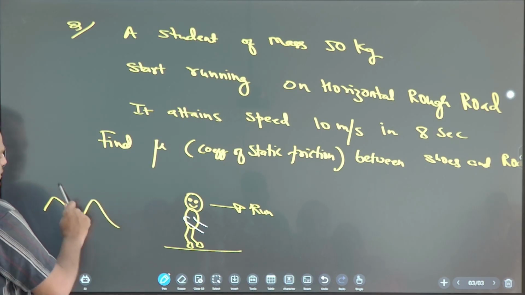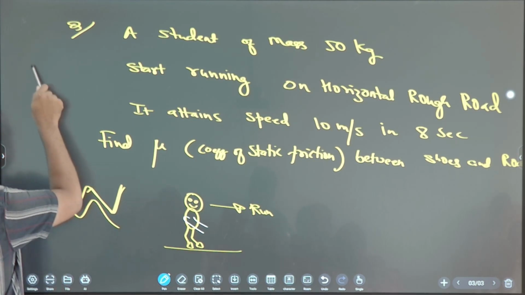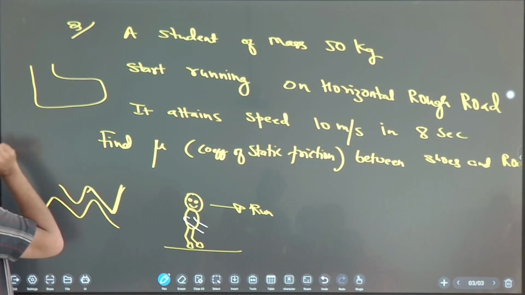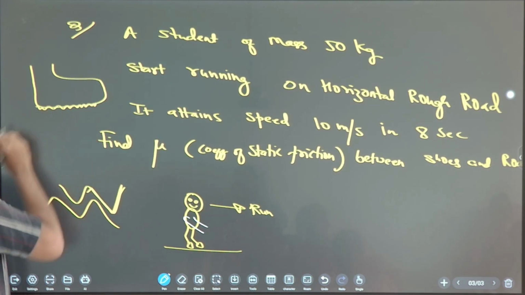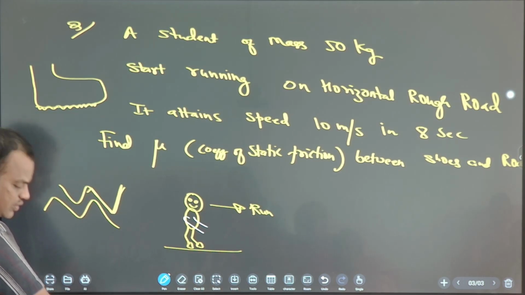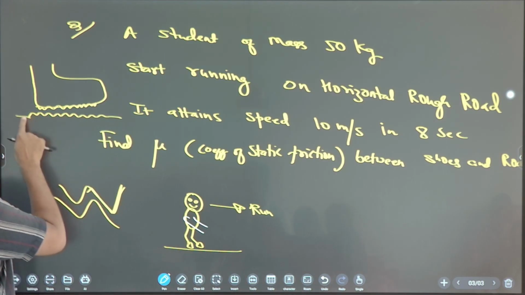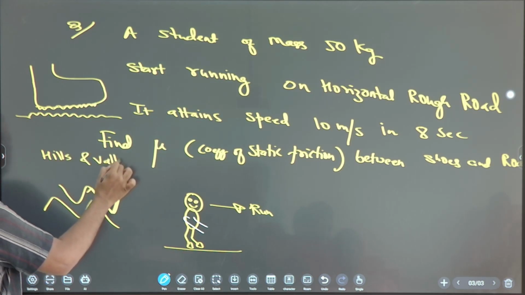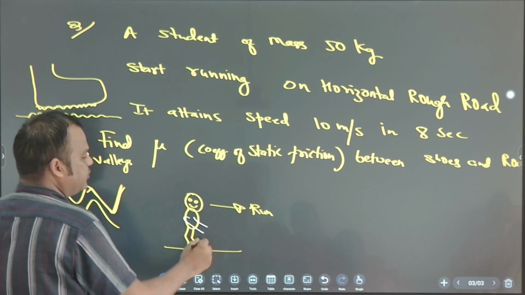That is hills and valleys. This is your shoes surface. Actually shoes are like this, but if you see from a microscope, the surface of shoes is like this, and the ground is also like this. These are known as hills and valleys. So friction is acting right side.